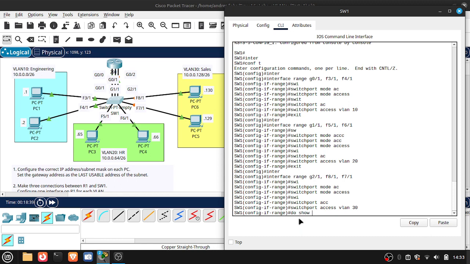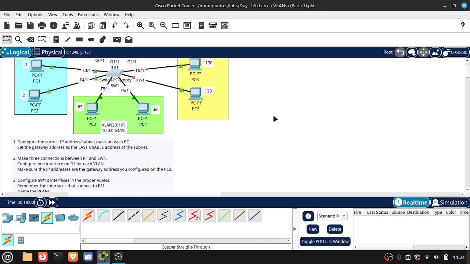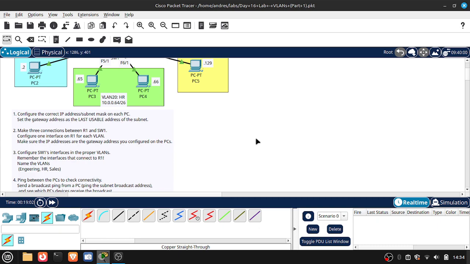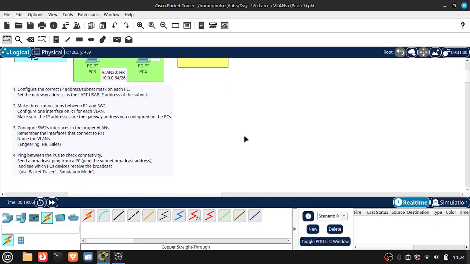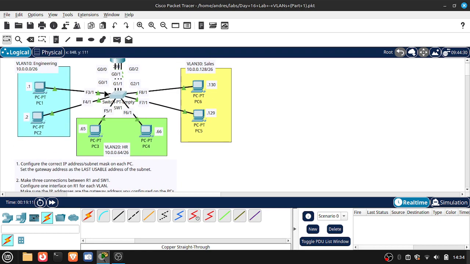Now do show vlan brief. Let me see. We have VLAN 10 and the status is active, so they are running currently, and they are with their respective interfaces. So I believe that we completed task number 3. Okay, and now ping between the PCs to check connectivity. Okay, they tell us to ping.